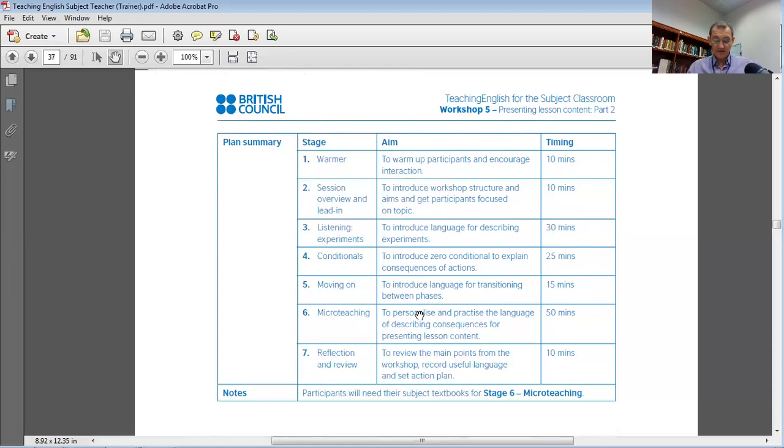The session finishes, as ever, with the reflection and review, where the participants draw up an action plan, which will commit them to using some of the ideas presented in this workshop. Okay, so that was workshop 5.